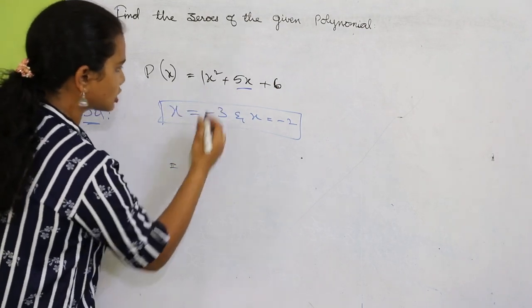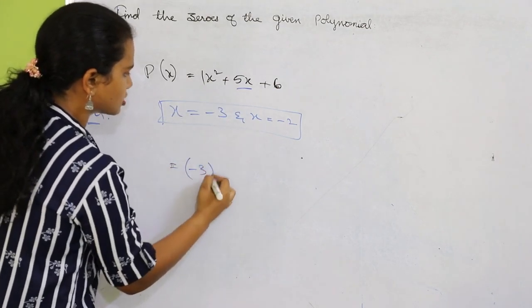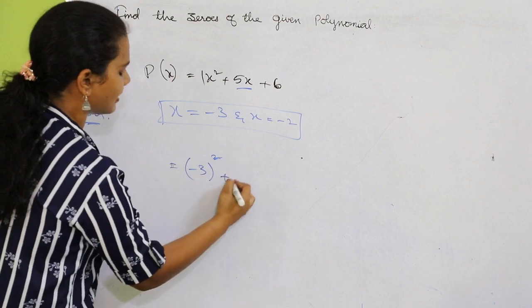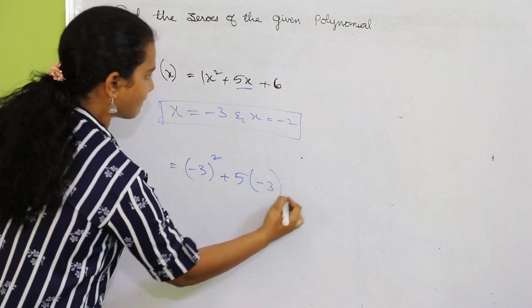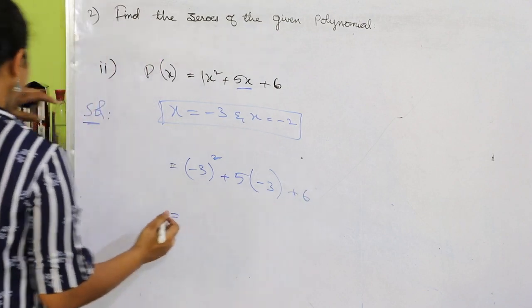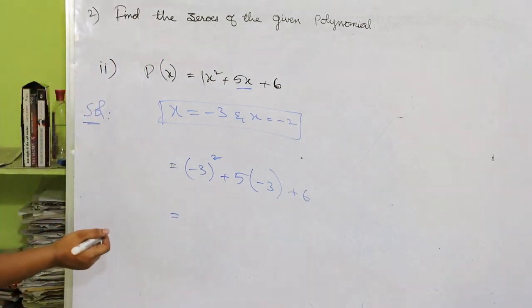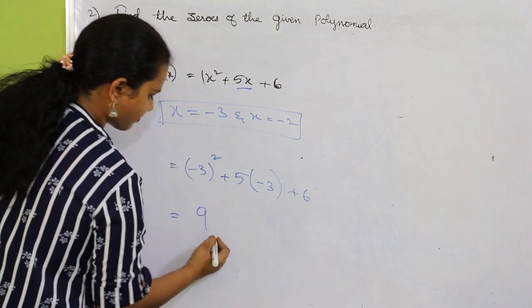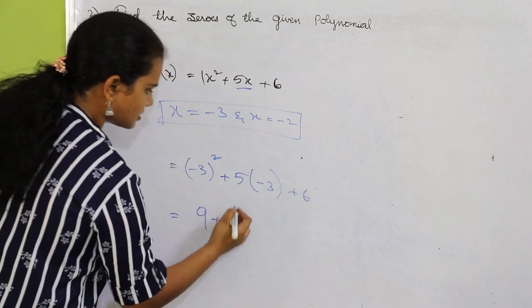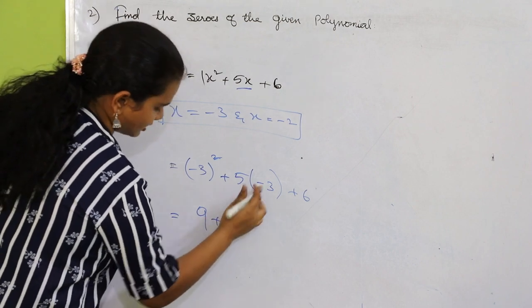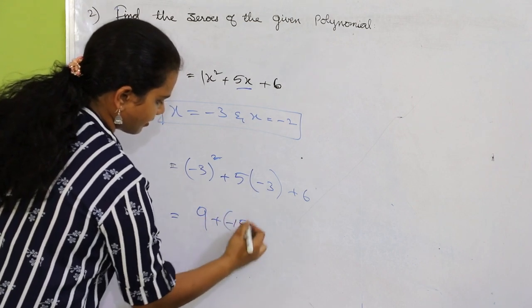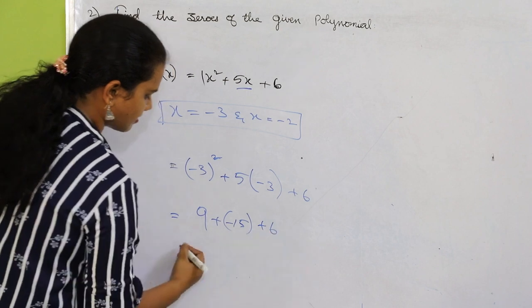Where x is square, so x square means minus 3 whole square, plus 5 into x, which is minus 3, plus 6. Clear? Minus 3 into minus 3 how much? 9, right? Plus 5 into minus 3, 15, so minus 15. Clear? Plus 6.